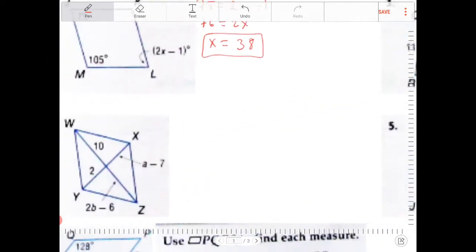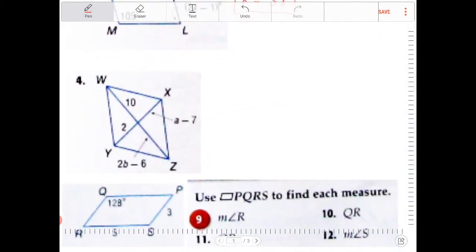We understand that opposite sides are congruent, so therefore we say that 11 is equal to y minus 4. Add 4 to both sides, y will equal 15. In a parallelogram, the diagonals bisect one another. So because of this, we can say that 2 will equal a minus 7. Therefore, a will equal 9.